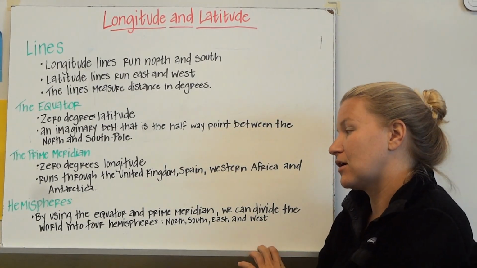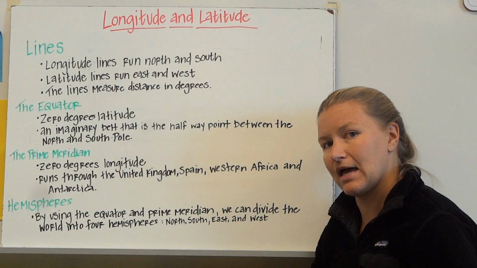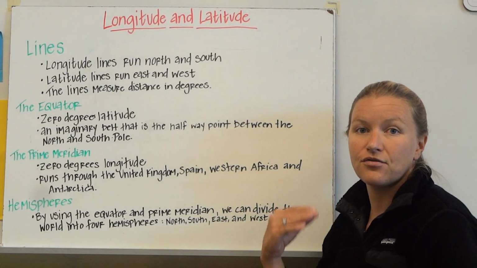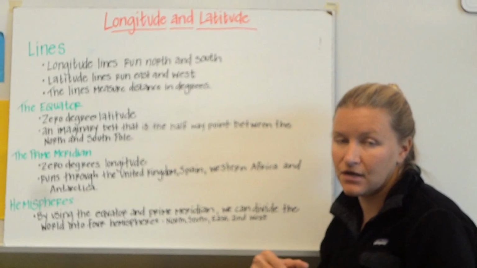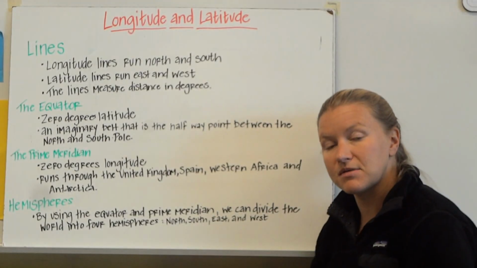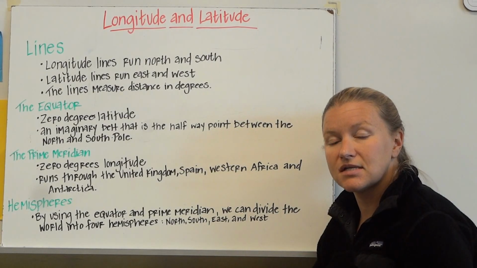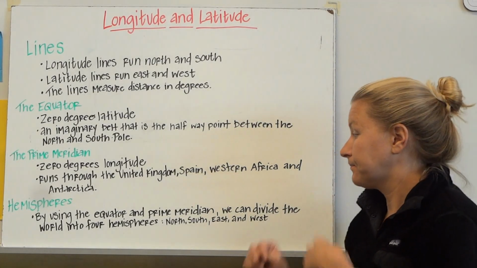And then the hemispheres. So the prime meridian and the equator divide our hemispheres into either the northern hemisphere or southern hemisphere, or the eastern or western hemisphere. So obviously the United States, we're in the western hemisphere.